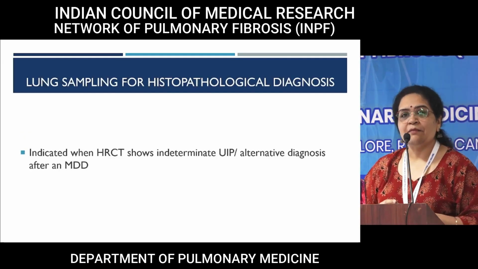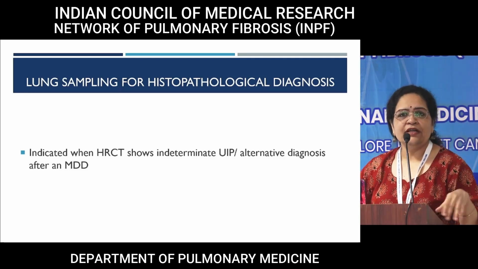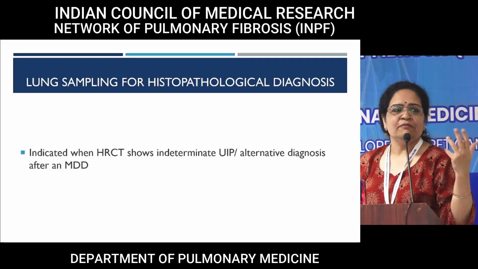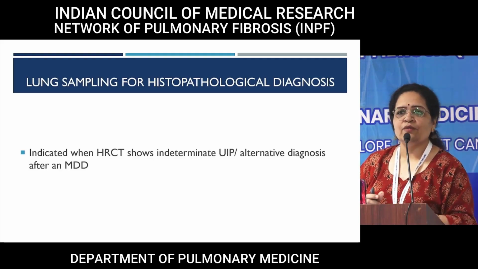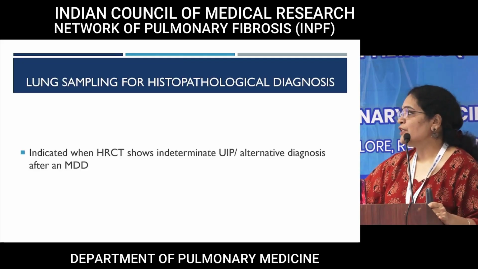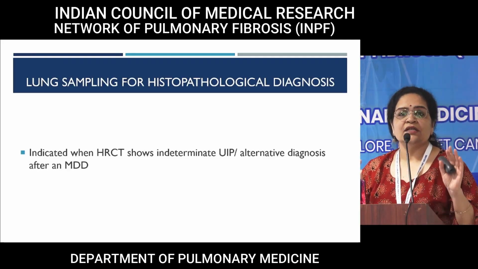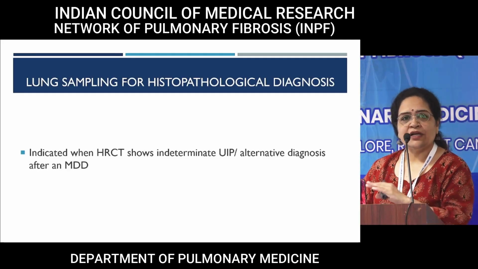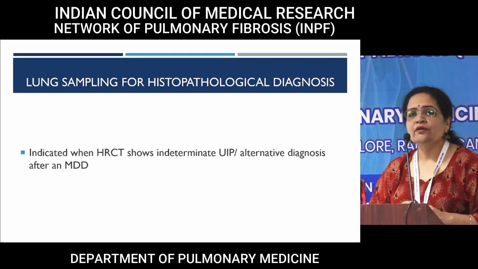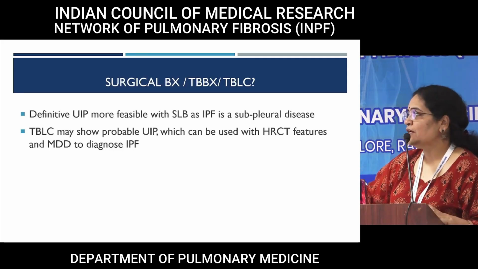Should I do a lung sampling? I want to see what was shown in the first slide, that beautiful H&E picture with islands of fibrosis and Masson's trichrome showing fibrosis. Do I want to see it? It is indicated only when HRCT shows indeterminate UIP or if an alternative diagnosis is there after an MDD. We'll come in a moment to when I need an MDD. Should I do surgical biopsy? I have a cryoprobe. Can I do a transbronchial cryobiopsy?